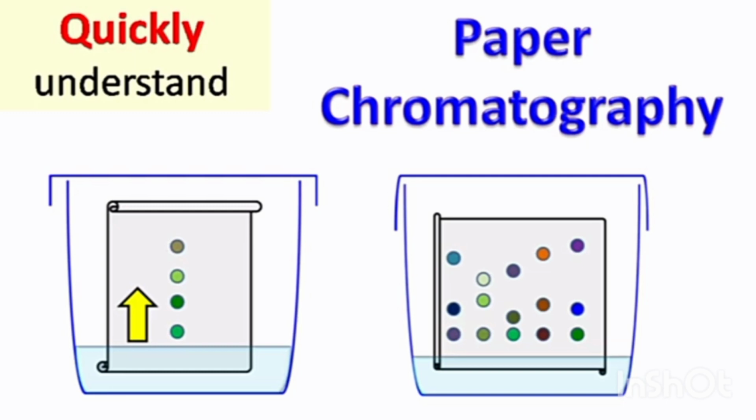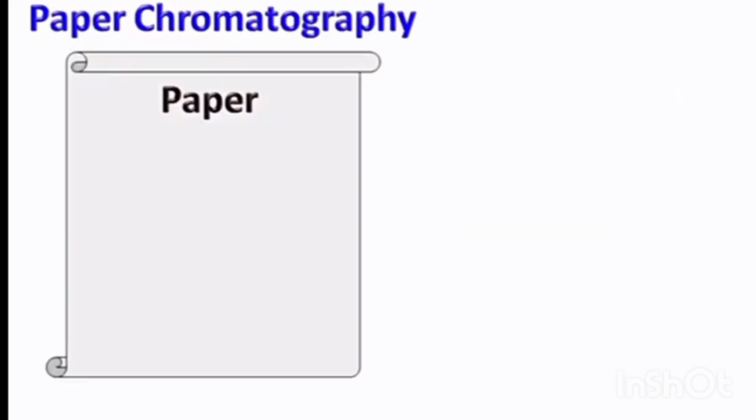Now let's start. It is an important technique of separation based upon paper chromatography. The principle is that separation takes place due to the different partition coefficients between two solvents. The setup consists of a tank with a cover to prevent evaporation, paper support, sample spots, solvent or eluent, a line for making spots, and spots of the substance.